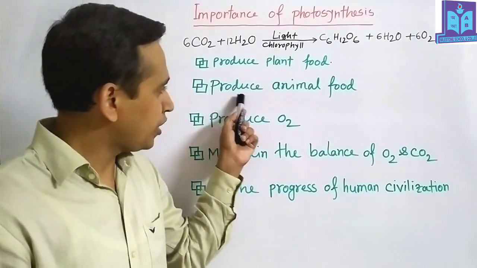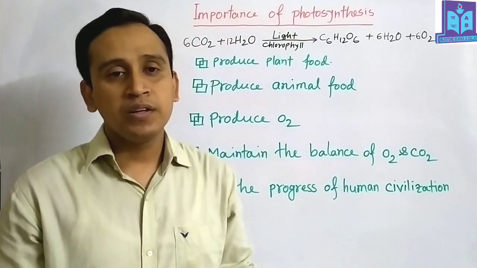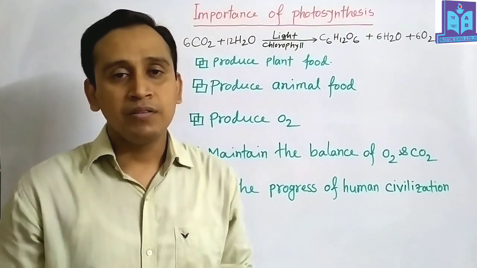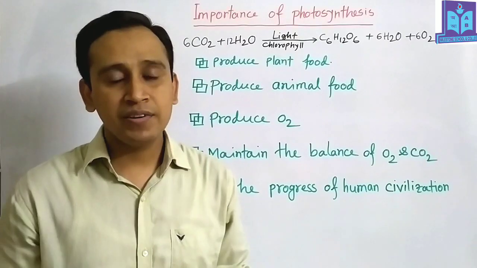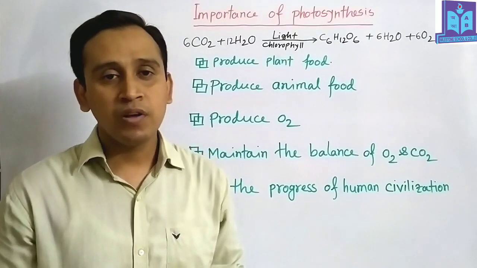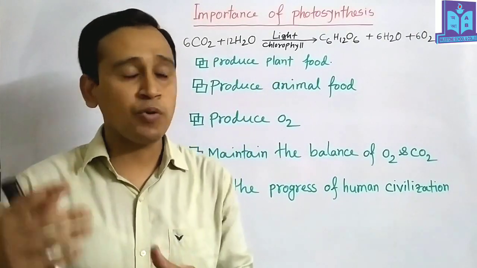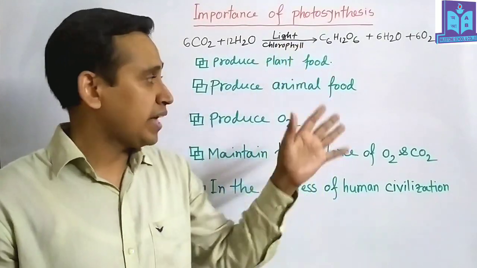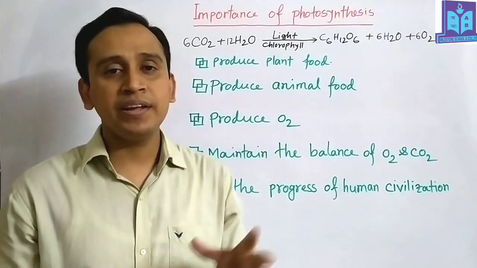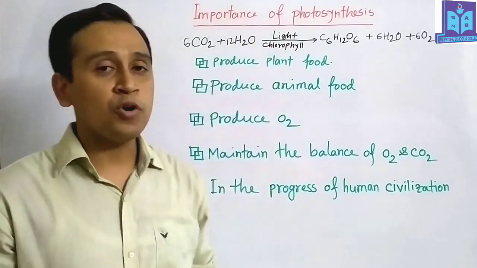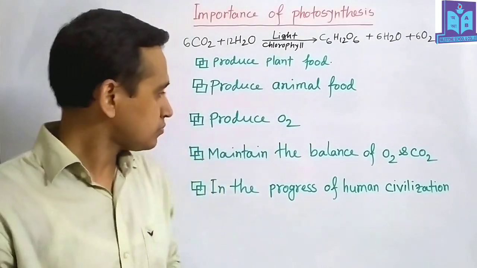Next one is producing animal food. The food we eat like bread, rice, fishes, fruits, all the food materials are directly or indirectly derived from plants. So animal food is completely dependent on the photosynthesis reaction.